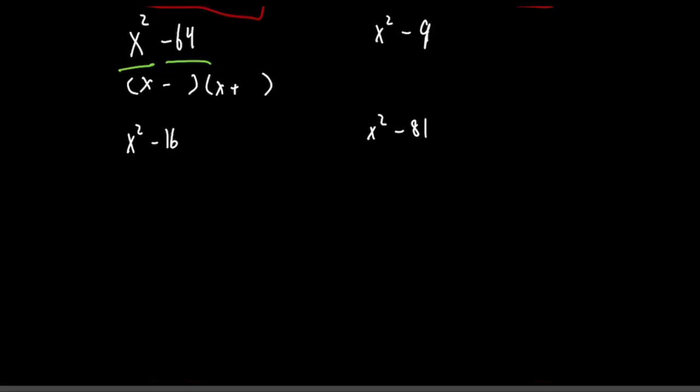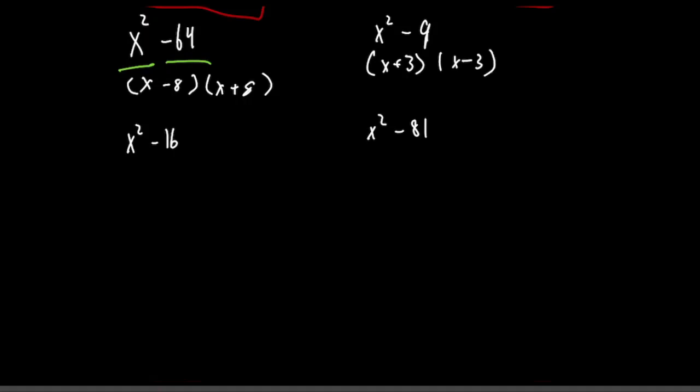We just need to take the square root of the 64. The square root of 64 is 8. So we'll have x minus 8 and x plus 8. This only works if we have an x squared and a term that cannot be factored from the x and can be perfectly squared. Moving on to another example, we have x squared minus 9. That would be x plus 3, x minus 3.